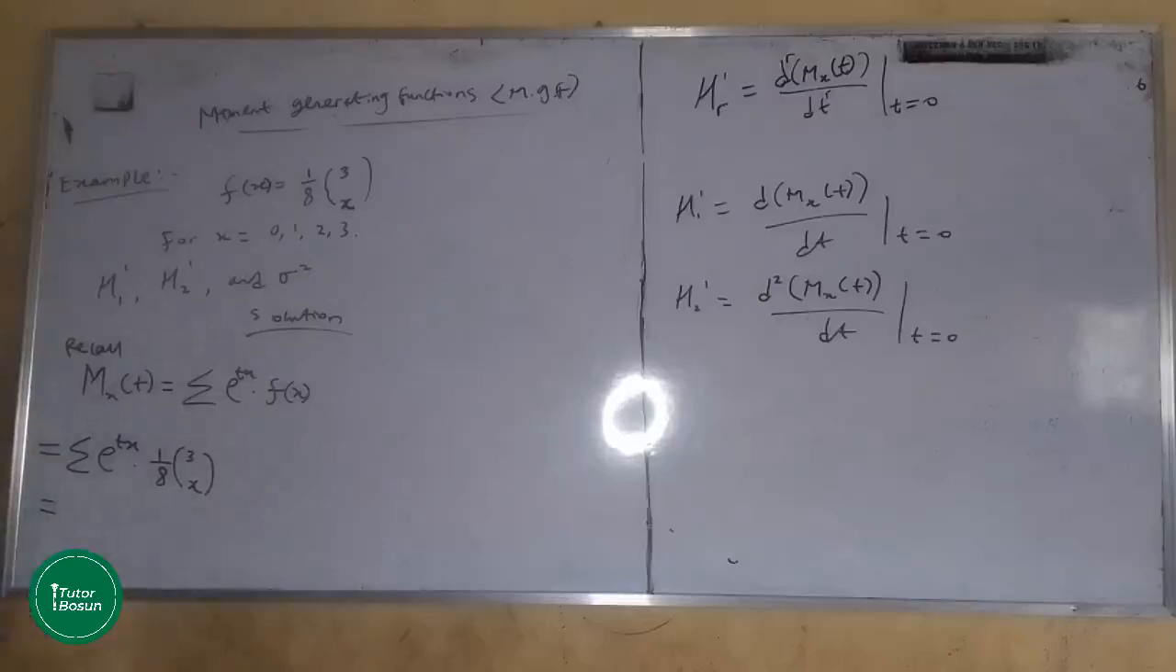So let's bring in those values one after the other, that is 0 to 3. The first one is going to be exponential t into 0. Here we have x, replace it with 0, times 1 over 8 into 3 combination 0.